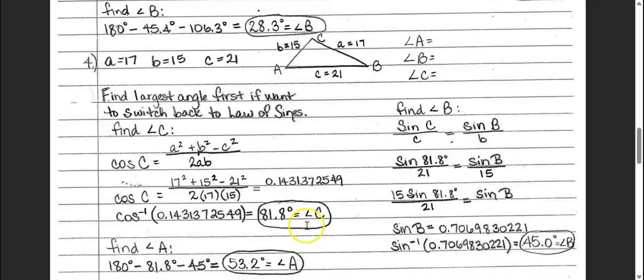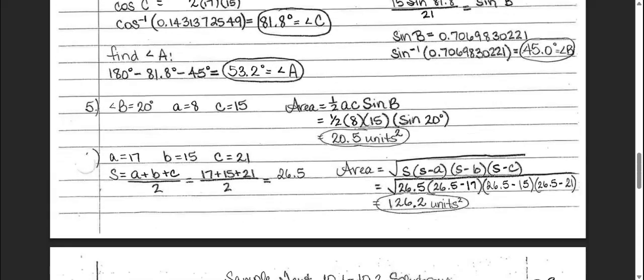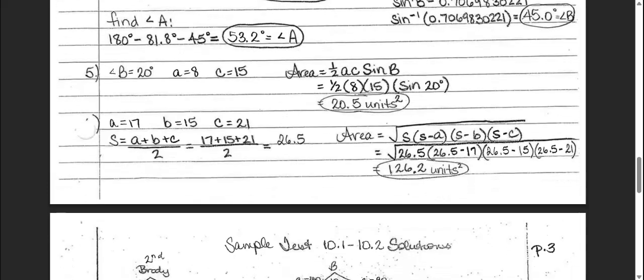If it is a side, side, side triangle, and I think I want to switch back to using law of sines, I need to find the largest angle first, and that'll be opposite the longest side. So that would be why I chose C for that one. Okay, so that's the hard part. Now we get to do the easier problem.